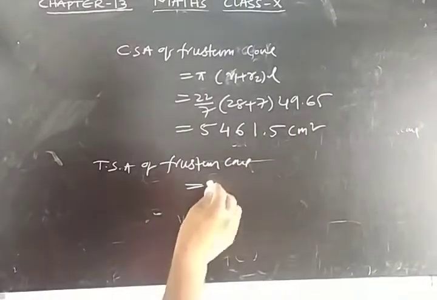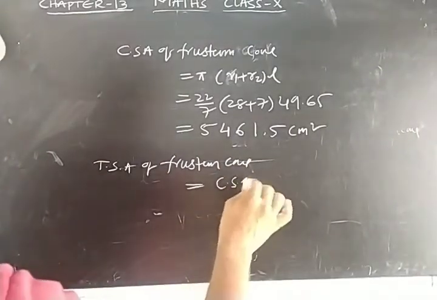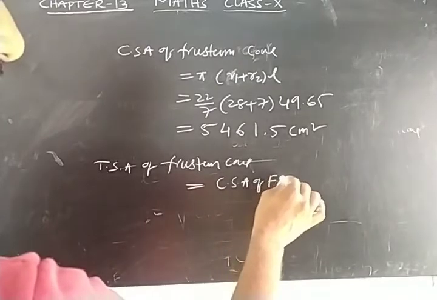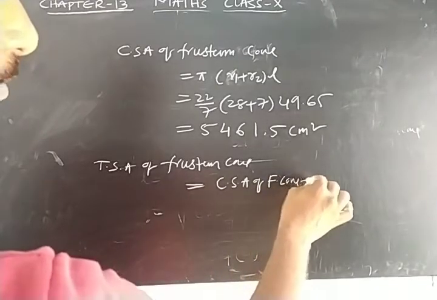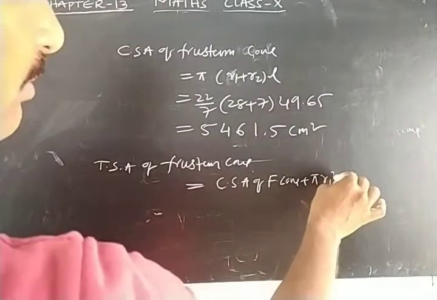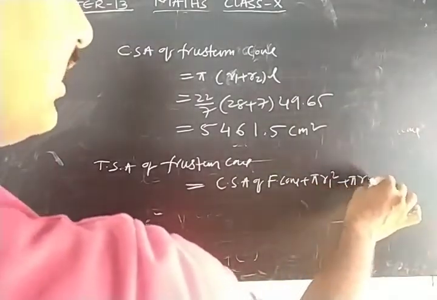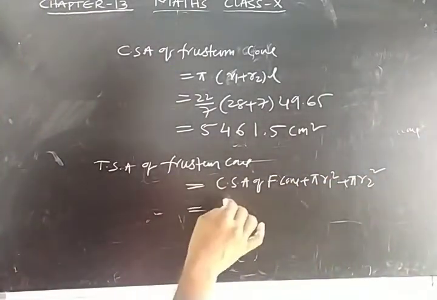What is the TSA of a frustum cone? It is the CSA of the frustum cone plus the upper part area, pi r1 square, plus the lower part area, pi r2 square. Right? CSA we already got.